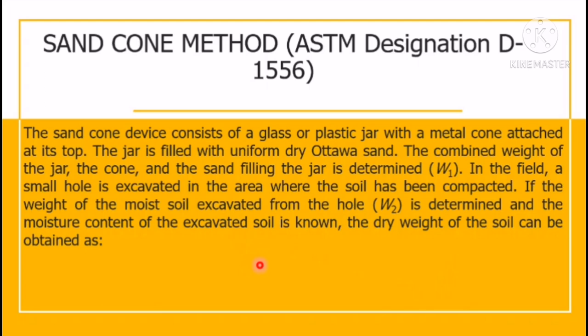So, di ba ga? Again, balikan natin yung ating discussion. Kailangan nating i-compact yung soil natin using smooth wheel rollers or pwedeng pneumatic rubber tire roller or sheep's foot roller. So kapag na-compact na natin yung lupa na yun, magdidig tayo ng maliit na hole. So yung hole na yun, bakit tayo magdidig ng hole? Para ma-determine natin gaano na ka-compact yung ating lupa.